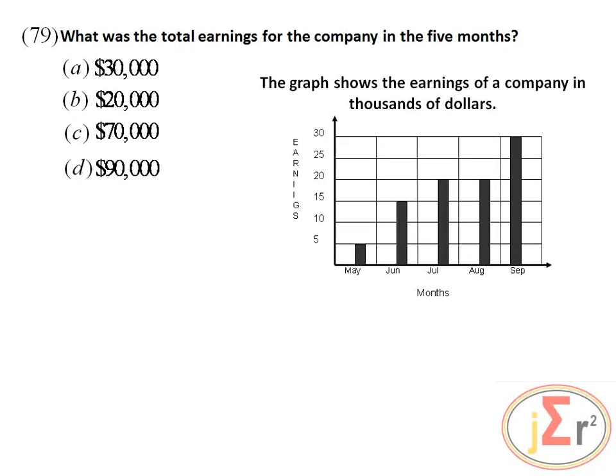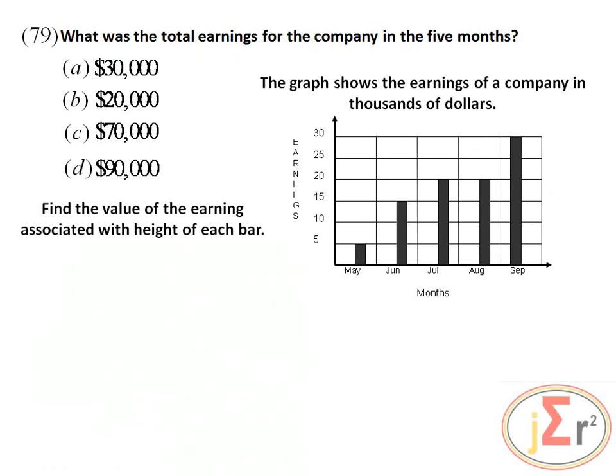What was the total earnings for the company in the 5 months? So how do we tell that? Now we are looking at the earnings. What did you do in the last question? But we are looking at the total earnings. How are we going to tell the earnings? Find the value of the earnings associated with the height of each bar. Good. So, right. No, do one at a time. Let us do one at a time. So we are going to start with the month of May. So we are using May, and the arrow goes across, and it is at 5.